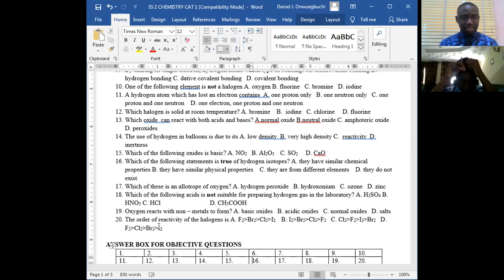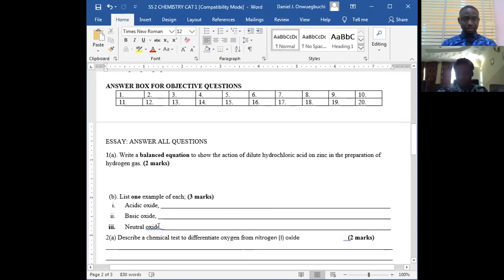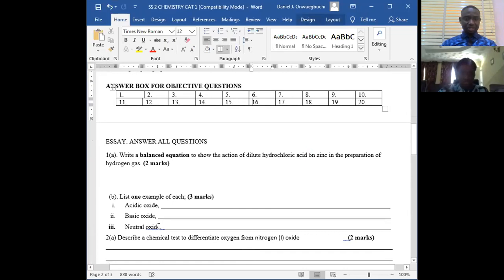Number 20, the order of reactivity of halogen is what? Let me just tell you, then you tell me the one. Fluorine comes first. Fluorine is highly reactive, followed by chlorine, followed by bromine, followed by iodine. So what's the answer here? D. Fluorine comes first, chlorine second, bromine third, iodine the next one. Okay. You guys are doing online, so it's not going to be theory.